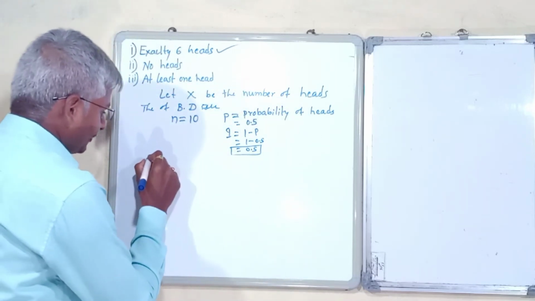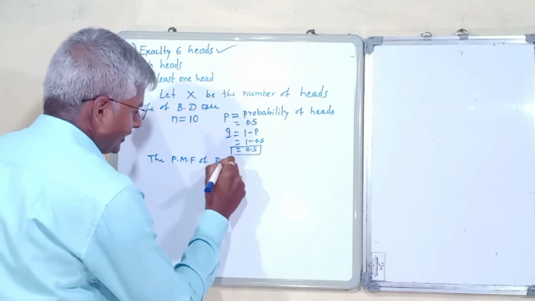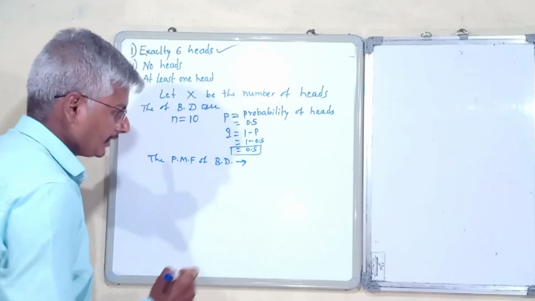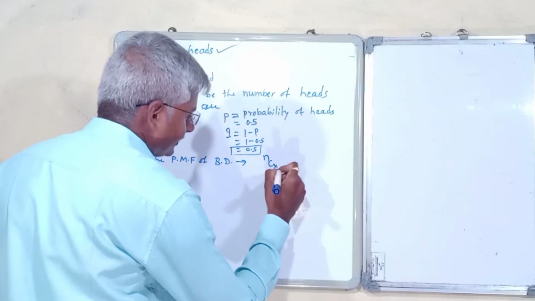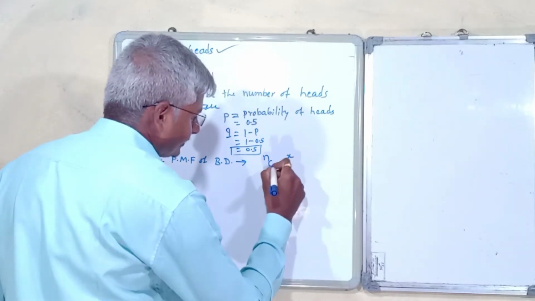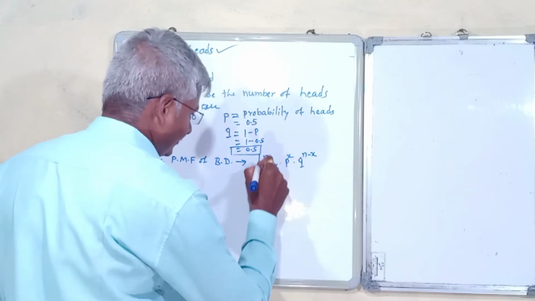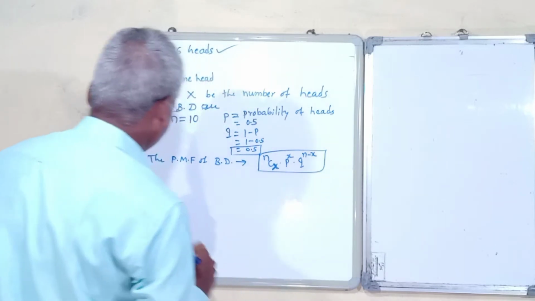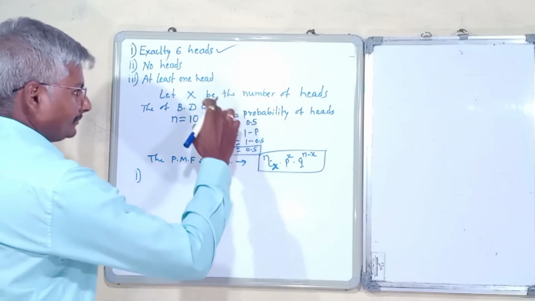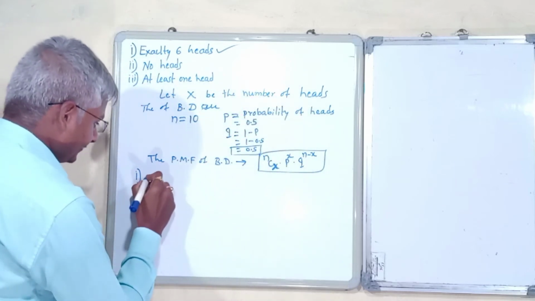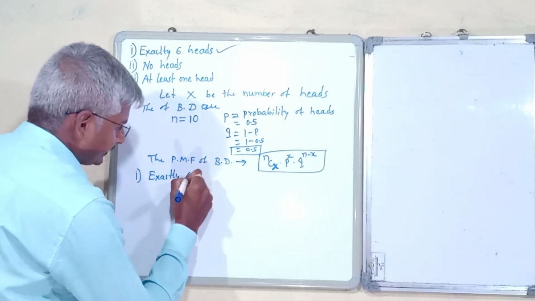Then the probability mass function of the binomial distribution is the formula. It goes like this: nCx into p raised to x into q raised to n minus x. Then the first thing is we need to find exactly 6 heads, that is the number of heads should be exactly 6.